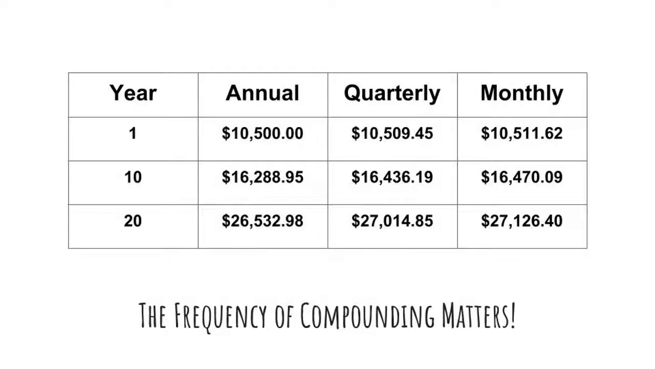How often interest is paid makes a difference. In other words, the frequency of compounding matters. Let's revisit our $10,000 investment that earns 5% annual interest. If interest is compounded annually, you can see that after 20 years, that money is going to grow to almost $26,533. Let's say, though, that interest is compounded quarterly.